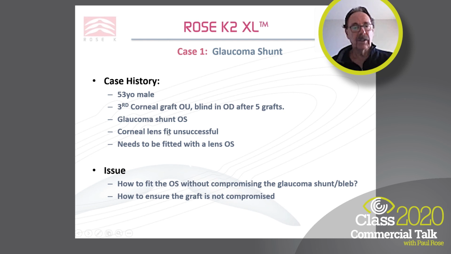Has a glaucoma shunt in this eye, corneal lens could not be fitted, and wants to be fitted with a large lens in that left eye. But how could we fit a scleral lens without compromising the drainage from the bleb? So this is what happened.